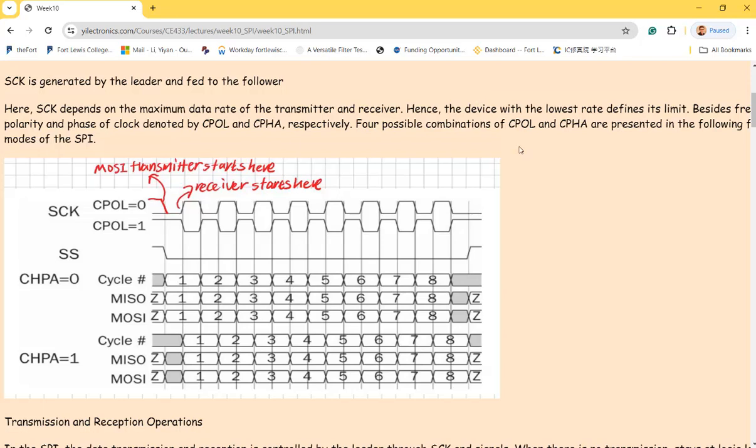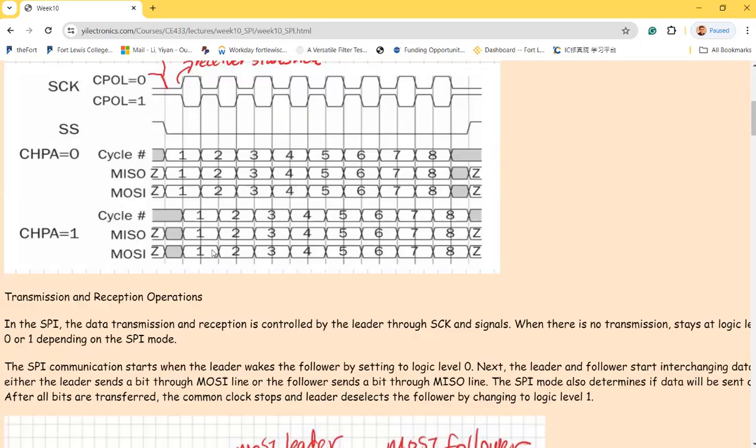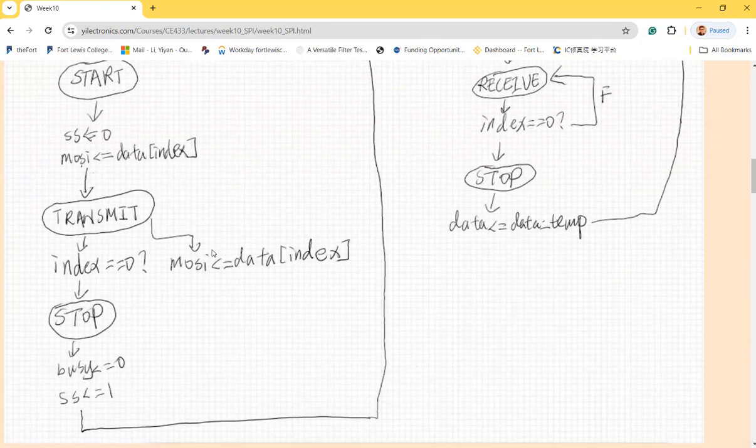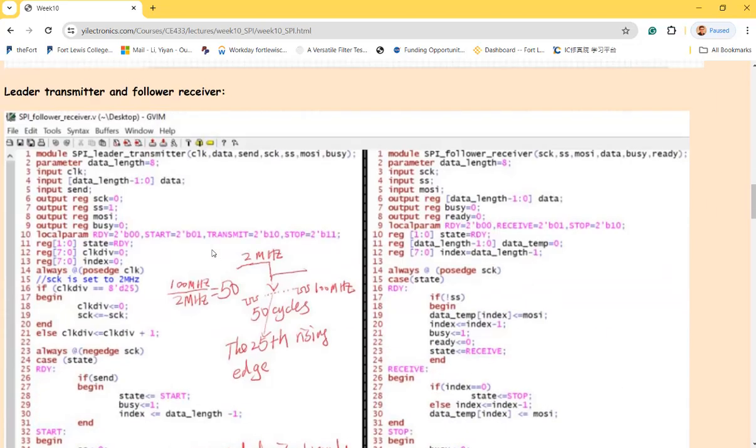So that's why, if you look at this one, you make the data available for a while, and then on the rising edge, the leader will put the data onto the line. And then the falling edge is when the follower will take it in. I'm just following the protocol. I put it onto the data line, and then the receiver at another edge just takes it into the register.